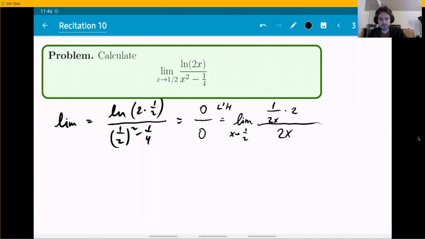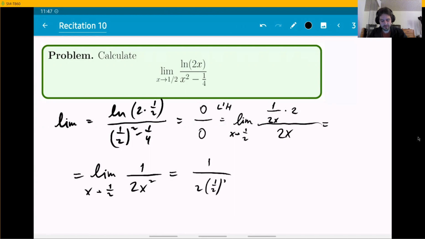So now we can simplify this. How do we do that? Well, the 2's in the numerator are going to cancel. That's just a 1 over x. So we have limit x going to 1/2 of 1 over x divided by 2x. So 1 over 2x squared. And what is this now? Well, in this form, you are allowed to plug in 1/2 for x. 1 over 2 times 1/2 squared. So 1 over 1/2, that's the number 2. Yes, that's the answer to this limit.